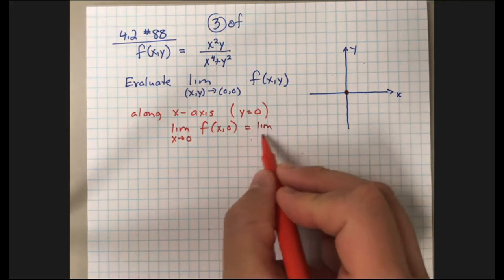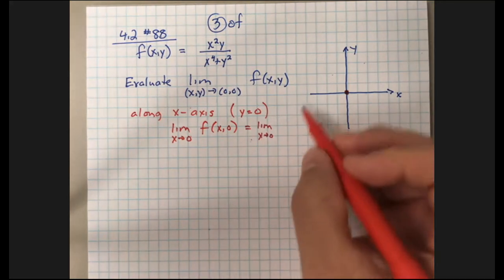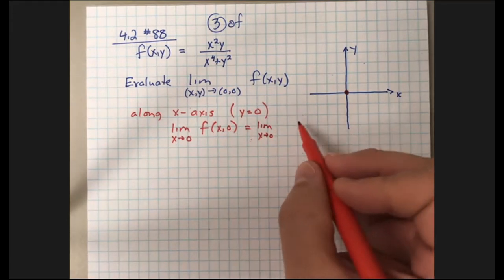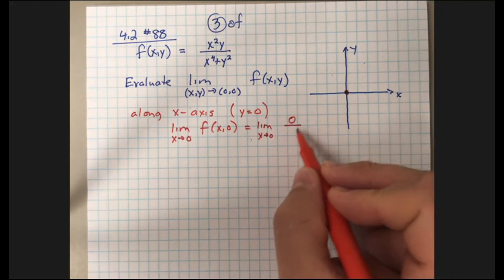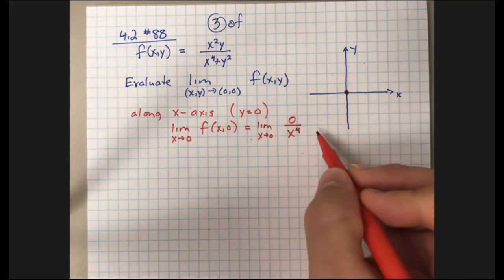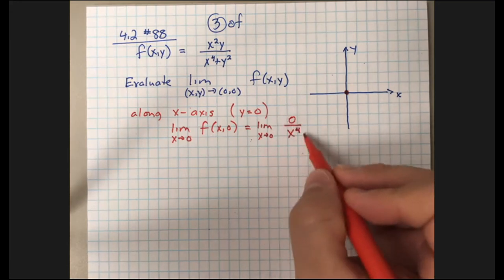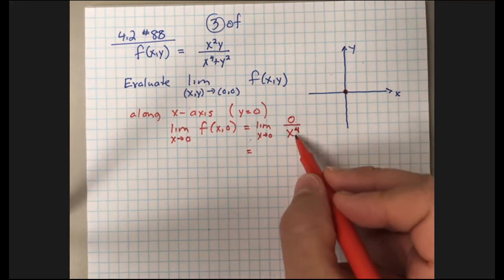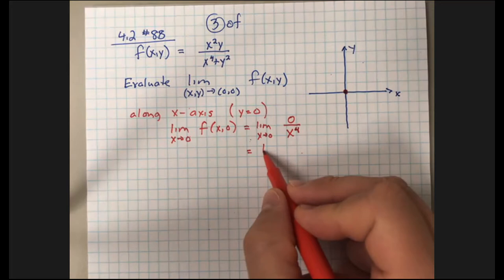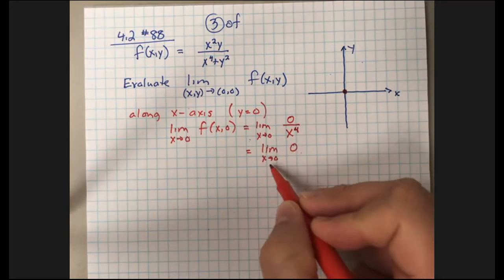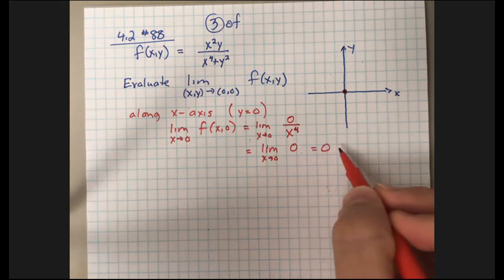And you say, aren't you going to run into the same problem of 0 divided by 0? Well, let's check it out. F of x and 0, that means put in x for x, 0 for y. What that gives me is 0 divided by x to the fourth. You say, isn't that 0 over 0? Well, remember your order of operations. First, I can establish what 0 divided by x to the fourth is. 0 divided by x to the fourth is 0. And the limit as x goes to 0 of 0 is 0.